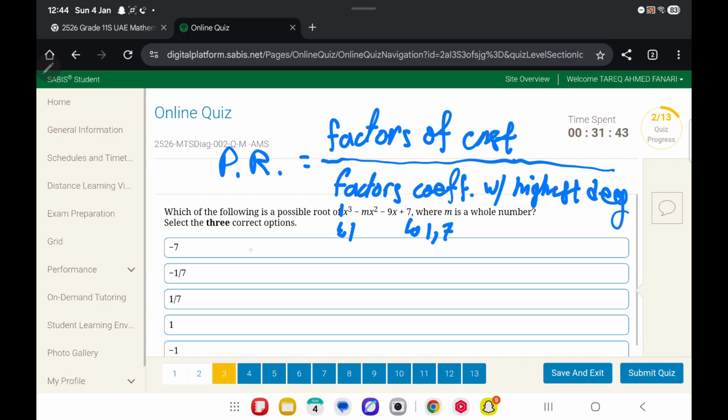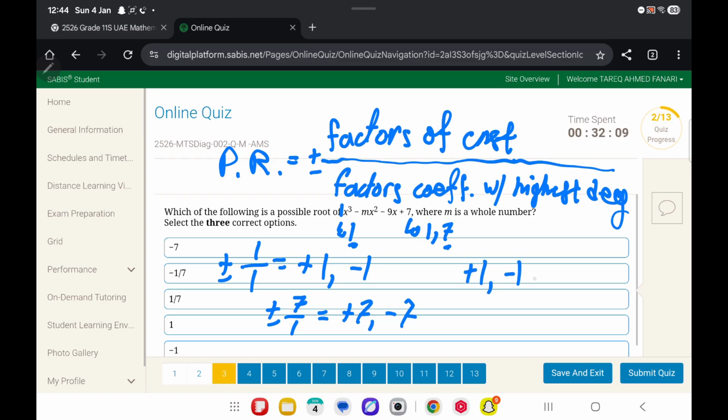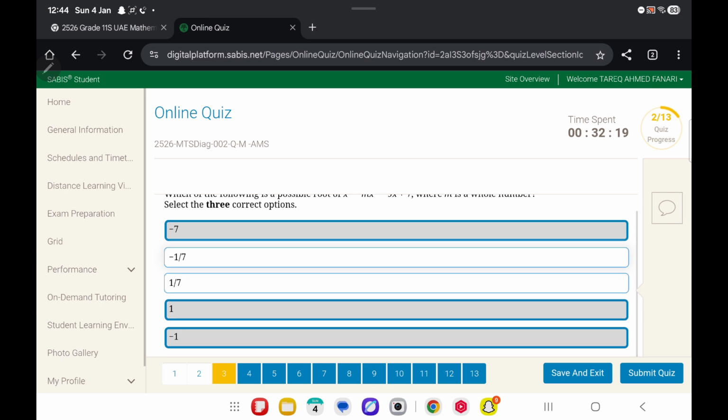So I can divide 1 by 1. Oh, sorry, this is plus or minus the factors. So you can have plus or minus 1 over 1, so plus 1, minus 1. Now I have to divide 7 by 1, plus or minus 7 over 1, which is plus 7, minus 7. So these are my possible roots: plus 1, minus 1, plus 7, minus 7. These are my answers. Plus 7 isn't in the options, so 7, 1, -1. Moving on.